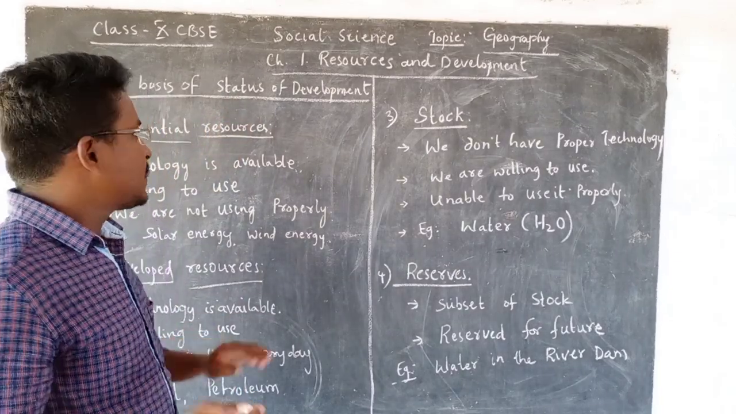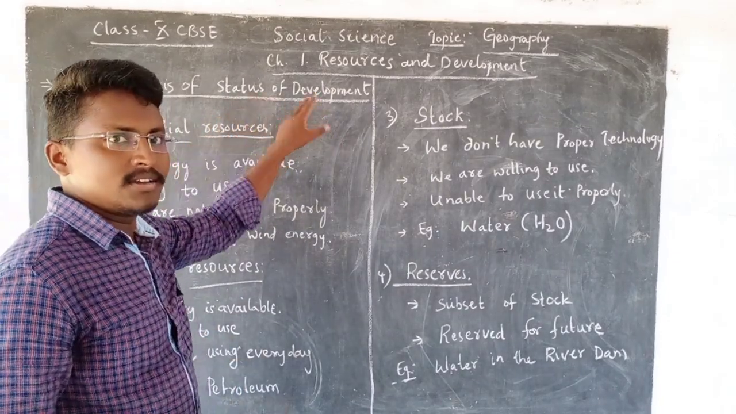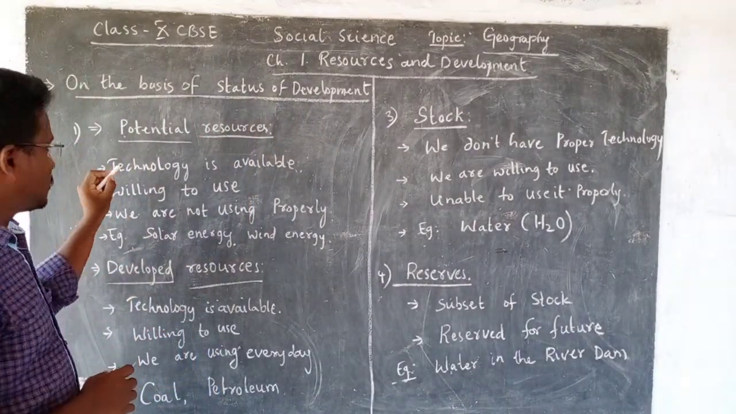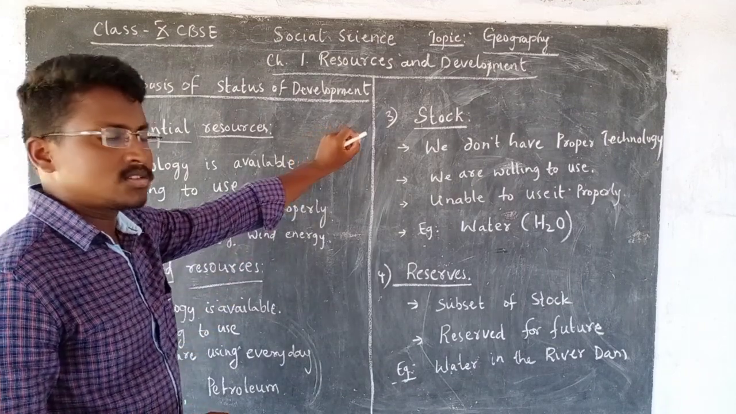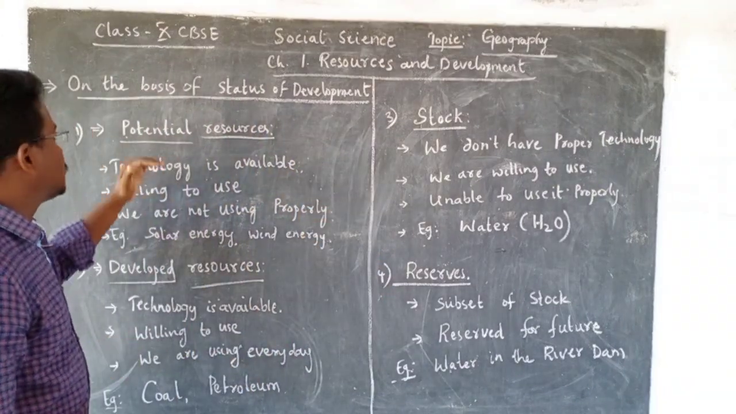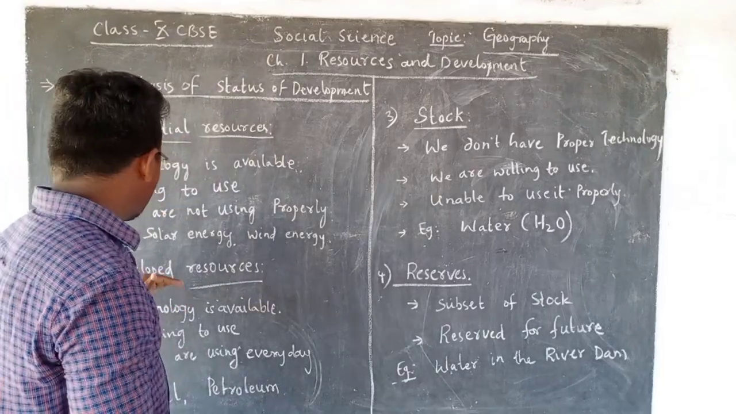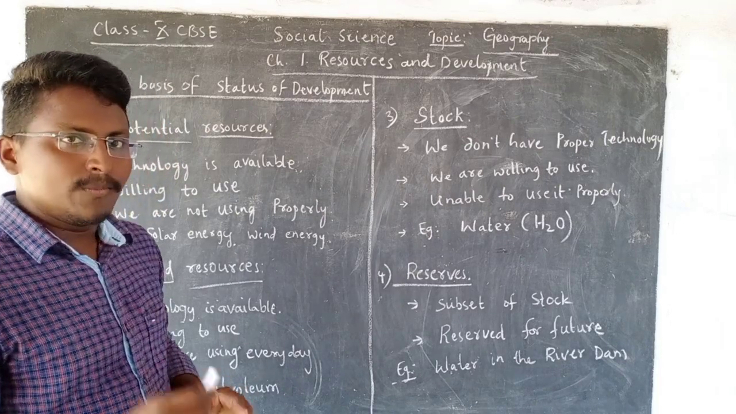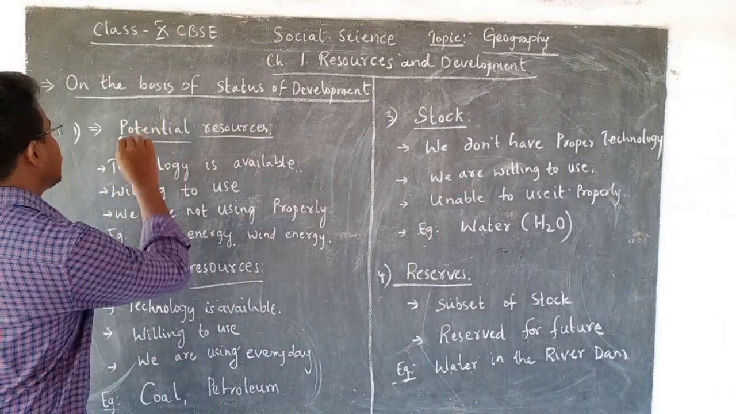As I told, on the basis of status of development, resources are classified into 4 different types: potential resources, developed resources, stock as well as reserves. In detail we will see what these potential resources are, what these developed resources are, what stock is as well as what reserve is. So let us start with potential resources.